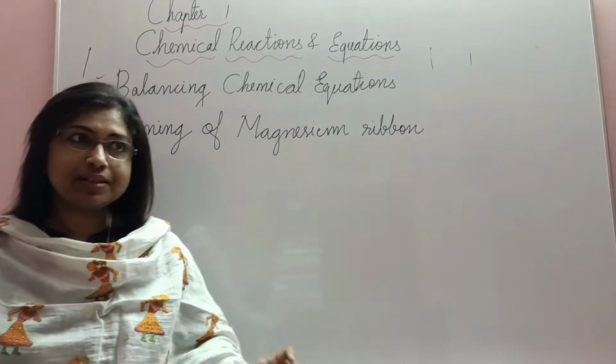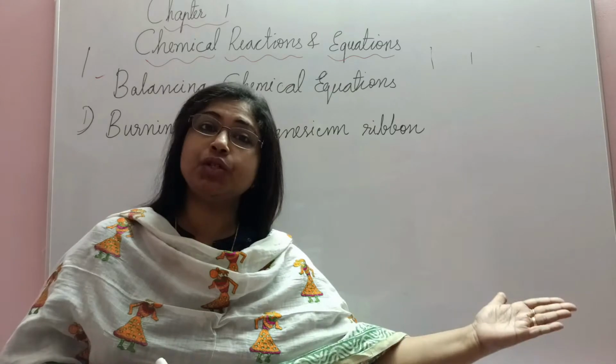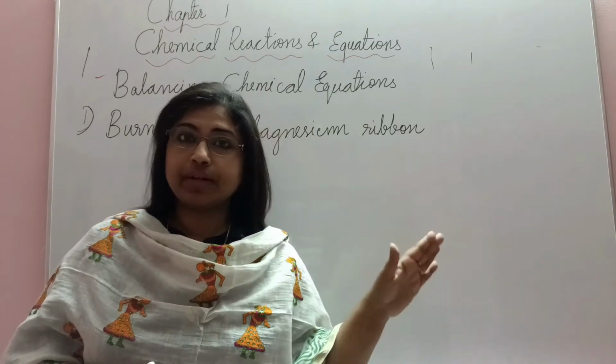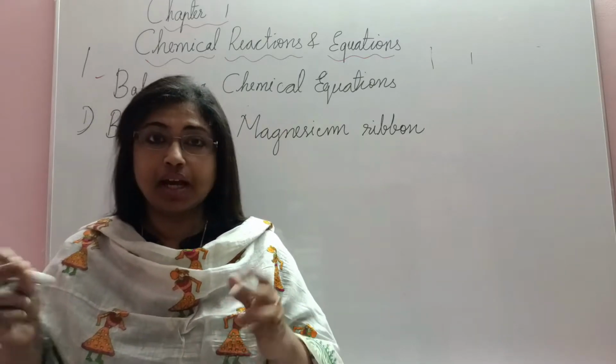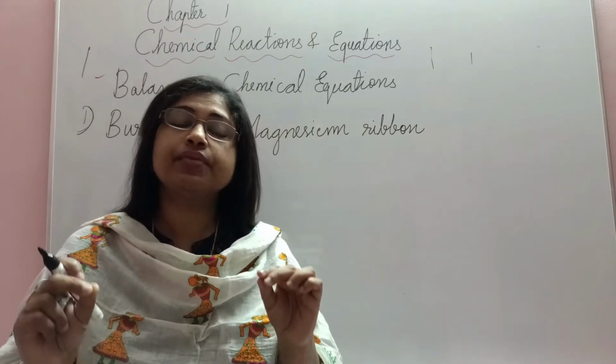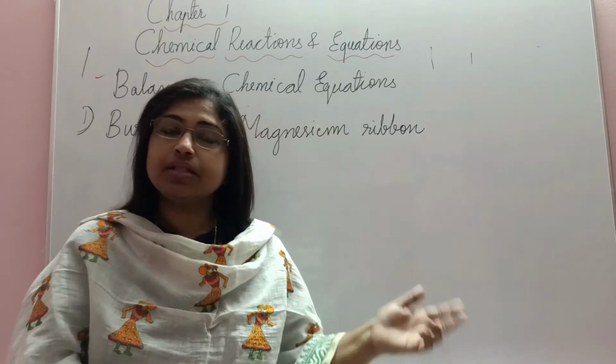Okay? So look, in a chemical reaction, we will show how the reactants are transforming into products. Reactants are the substances that undergo changes, and products are the new substances formed when the reactants undergo change. So let's see.